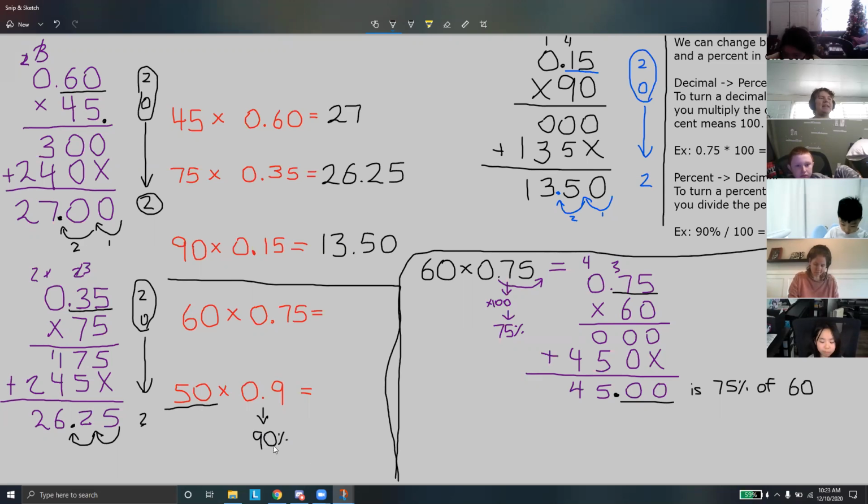And so I'm finding 90% of 50. Well, is there an easy way to find what 10% of something is? What is 10% of 50? I could do that in one step. Well, all I need to do, if I want to divide 50 by 10, I could just move the decimal to the left once. And that gives me 5.